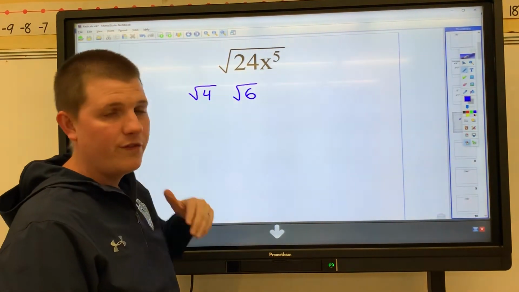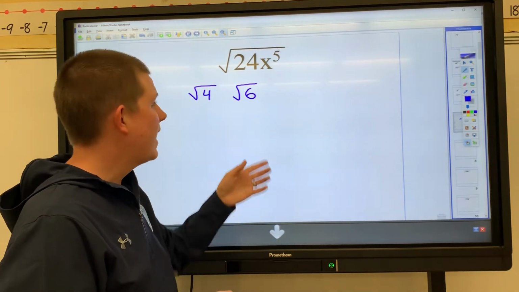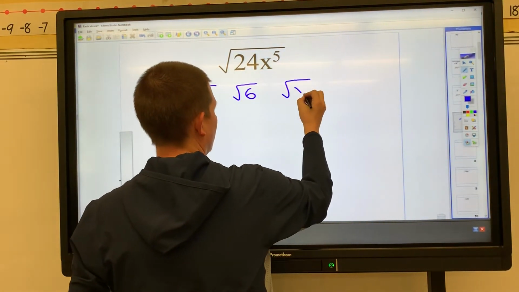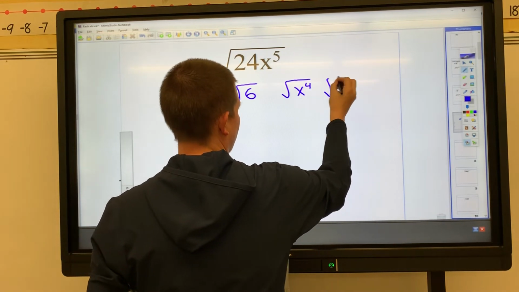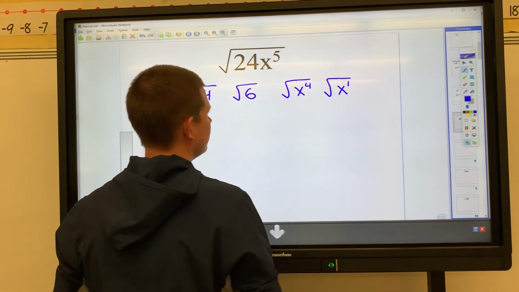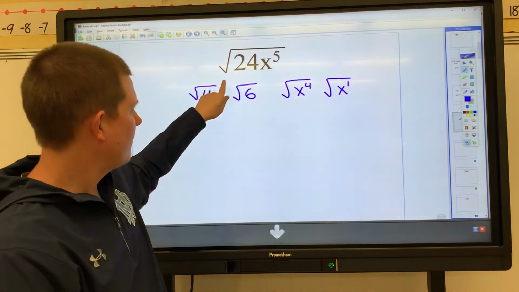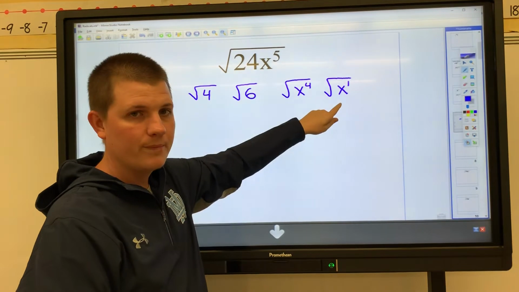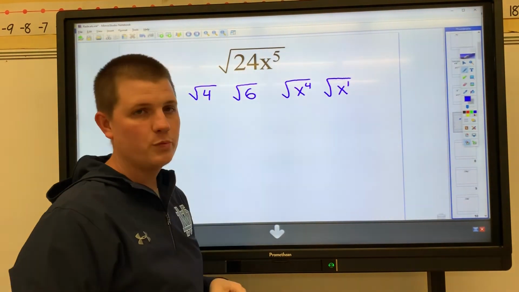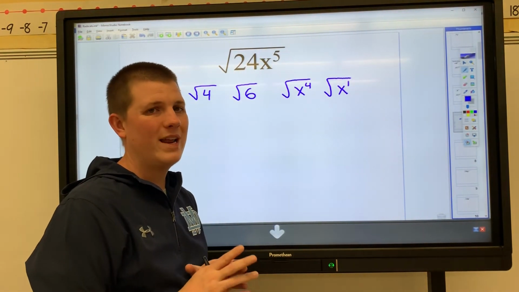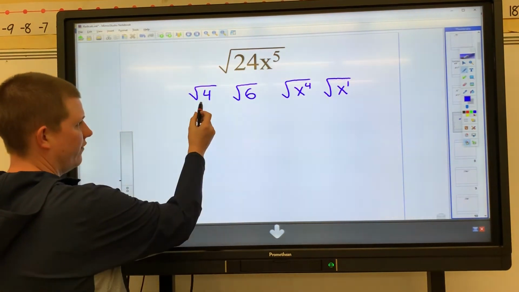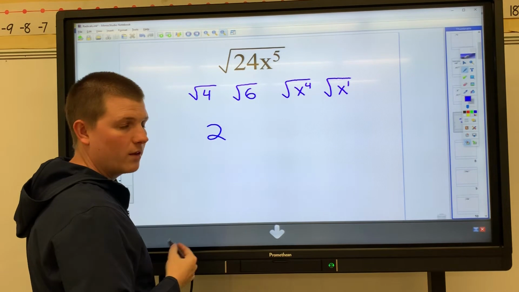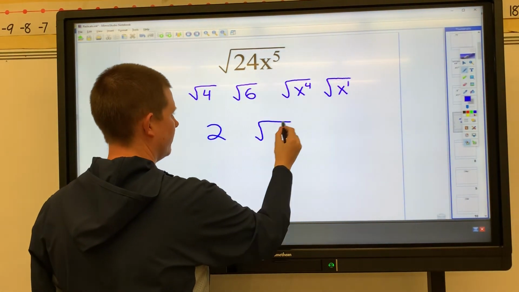Now we have x to the 5th. Now we're going to worry about the variable. X to the 5th, 5 is obviously odd, so we're going to break it up into x to the 4th and x to the 1st. Okay? 24 got broken up into 4 and 6. X to the 5th got broken up into 4 and 1. So now we just look at all four of these parts separate of each other and do them one at a time. So what is the square root of 4? 2. What is the square root of 6? We don't know. So we leave it.